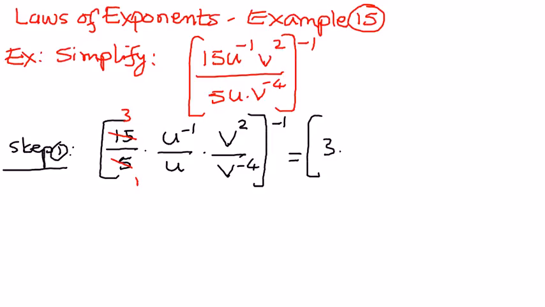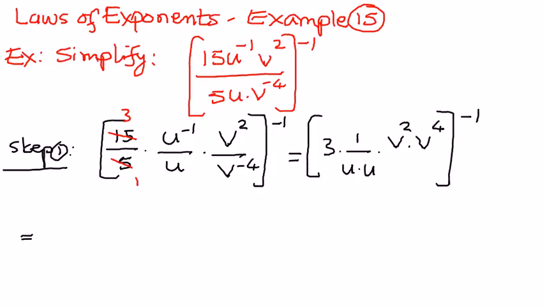We will express these terms as positive exponents. So therefore I have u to the power of -1 in the numerator. When I bring it to the denominator, it becomes 1 over u times u to the power of +1, or I can just leave it as u that way. The next term I have is v to the power of 2 in the numerator, and then I have v to the power of -4 in the denominator, and when I bring it up to the numerator, it becomes a +4. So this whole thing is raised to the power of -1.